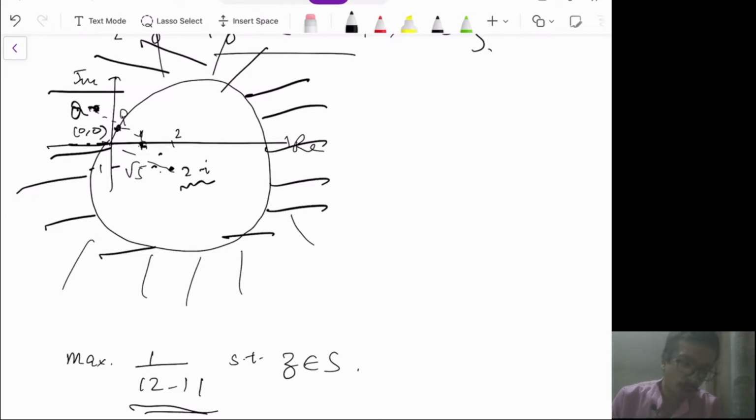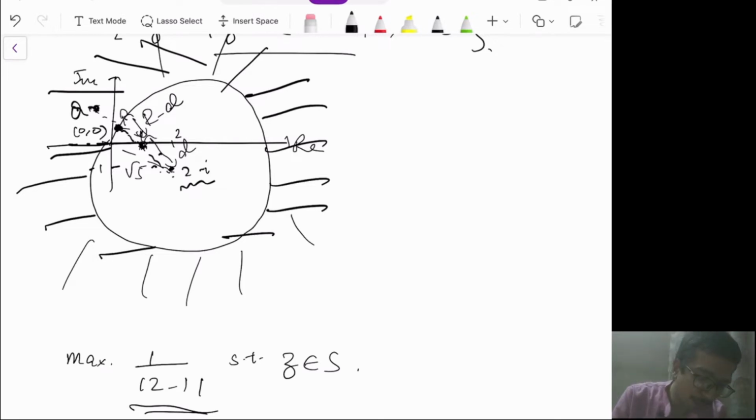Okay, I hope you have figured out that if I join the point 1, 0 to 2 minus iota, then the point at which this line intersects the circle is the one which minimizes the distance. Why is it so? If I join the point 1, 0 to 2 minus iota, let's say this distance is d. Then the point p on the boundary, obtained by connecting it on the line through 2 minus iota and 1, has a distance of r minus d, where r is the radius of the circle, which is root 5.